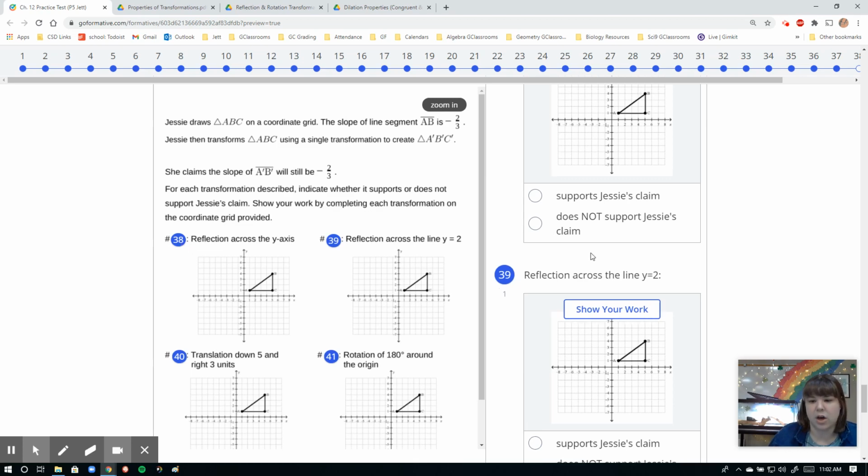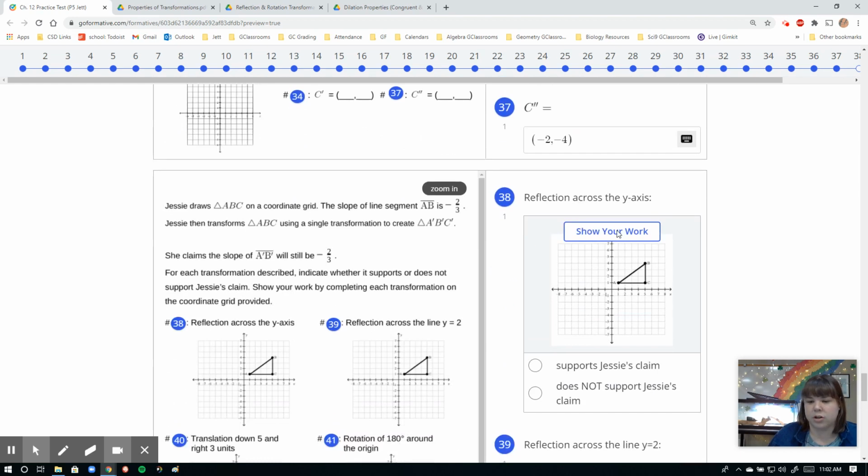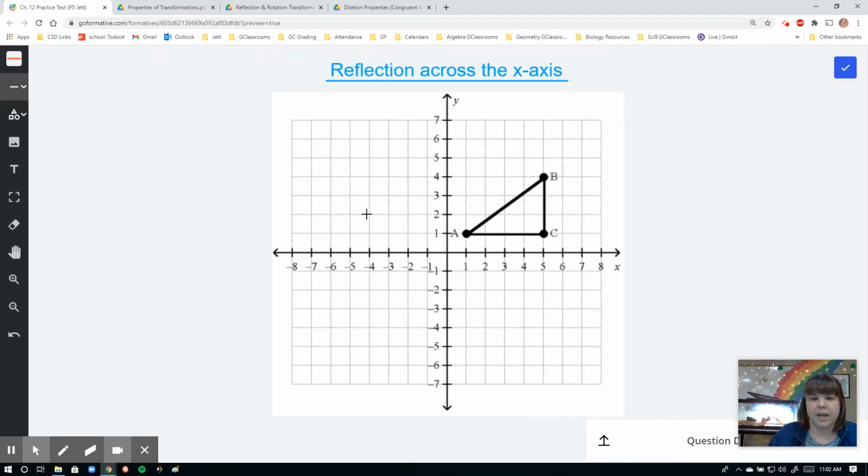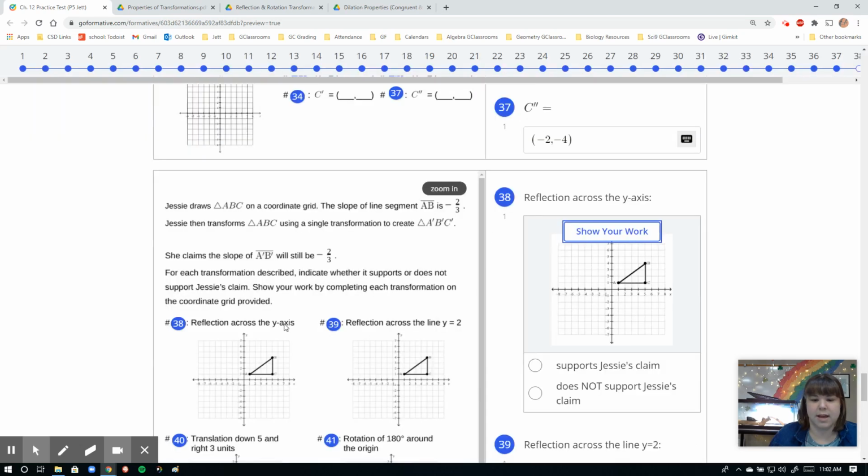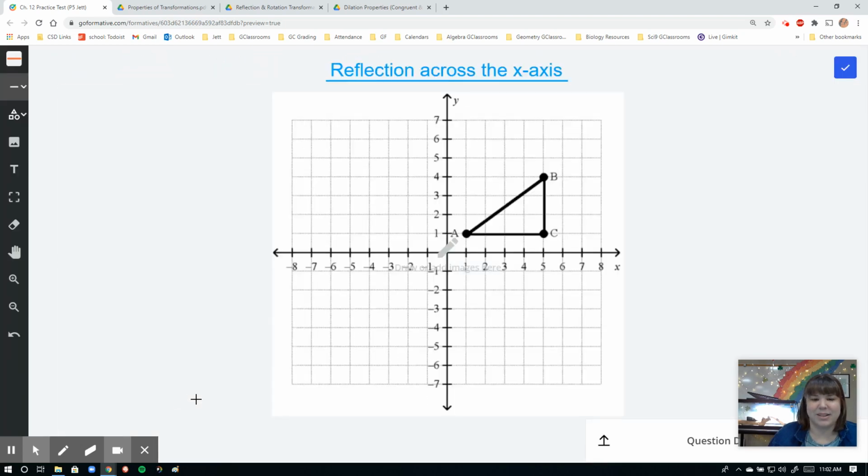Okay, so let's click on 38. We're going to click on show your work. There we go. And it says we need to do a reflection across the x-axis. And that's a typo. I need to change it. It needs to be y-axis. So let's make sure we do y-axis. I'll change that, y-axis. So y-axis is right here.